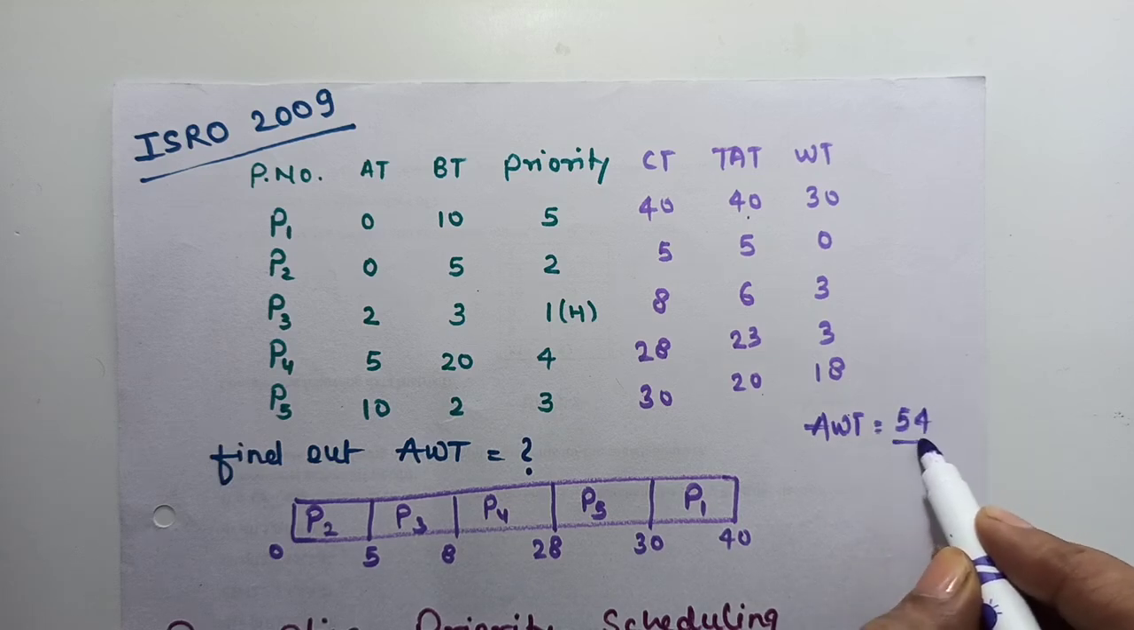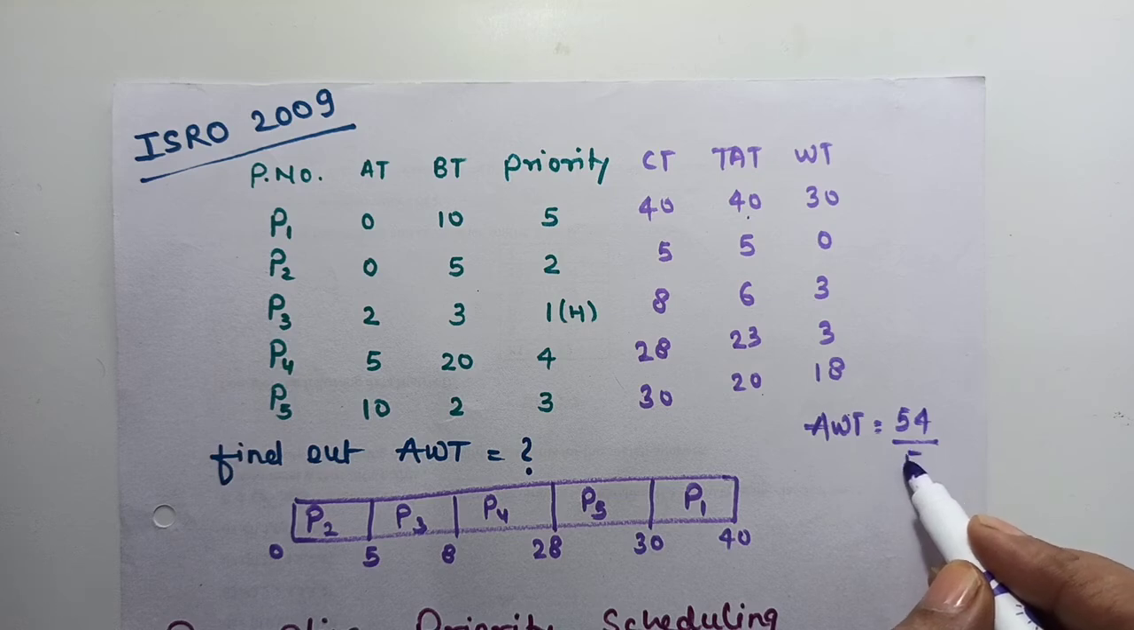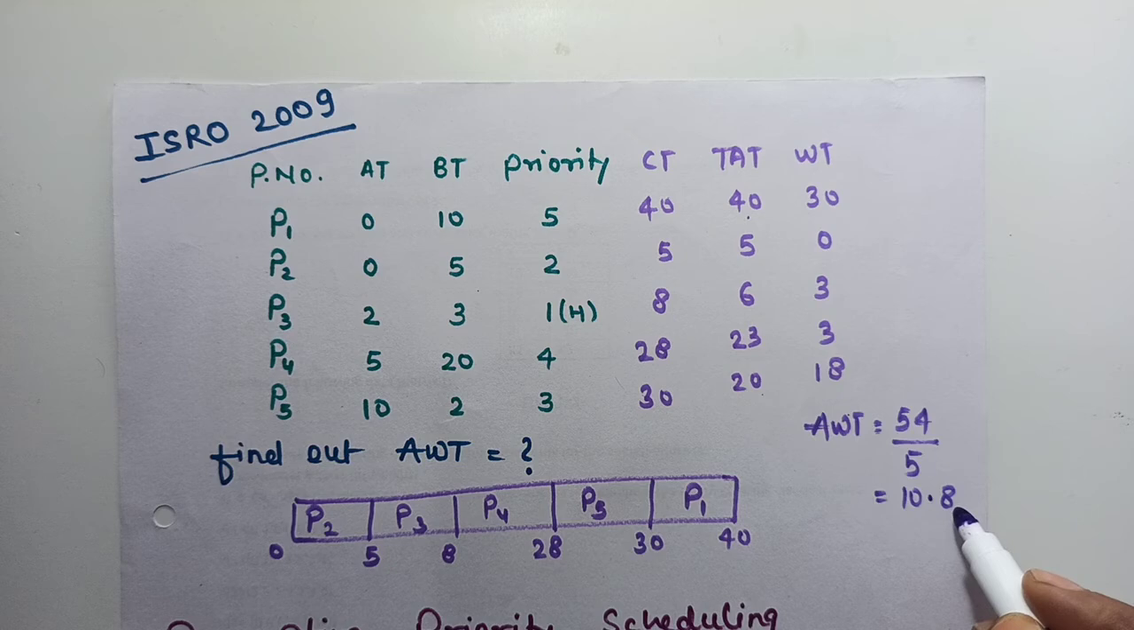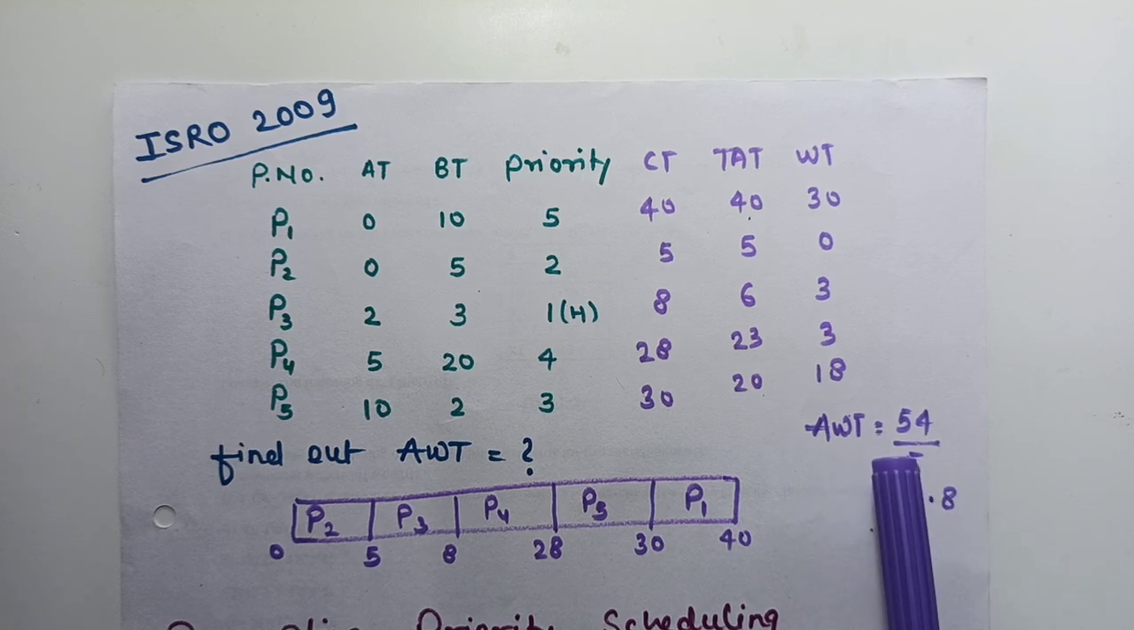Total waiting time divided by the total number of processes, that is 5. So what will it be? 10.8 is the answer. Okay, so in this way you can calculate whatever is required in the question. You just need to know the concept of scheduling so that you can schedule the processes in the Gantt chart and calculate the required performance criteria.